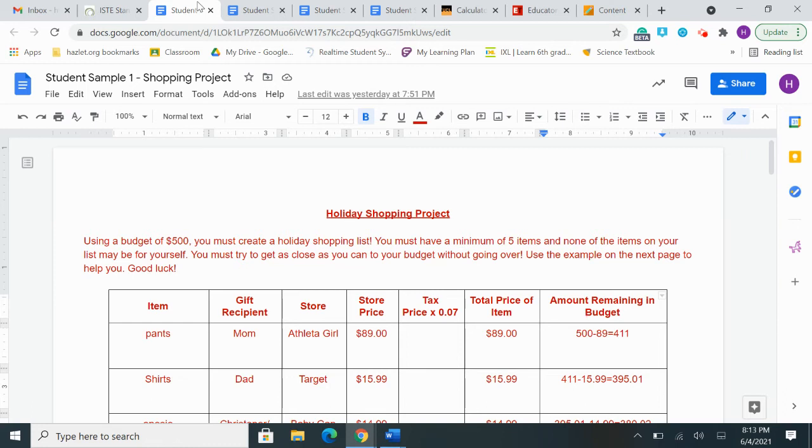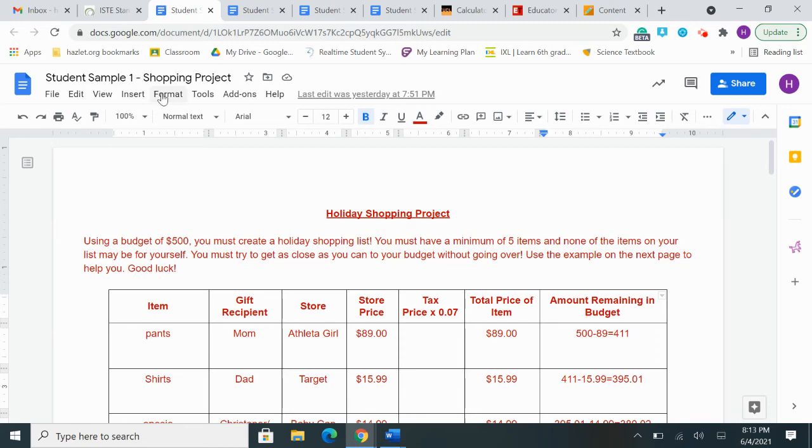So for this assignment, every year I give my students an imaginary budget of $500 and they create a shopping list for their family. And my big thing for them is to find tax and also to understand budgeting and writing equations. So on the screen, this is an example of work that one of my students did this past year. So you can see what the outcome of this lesson would look like.